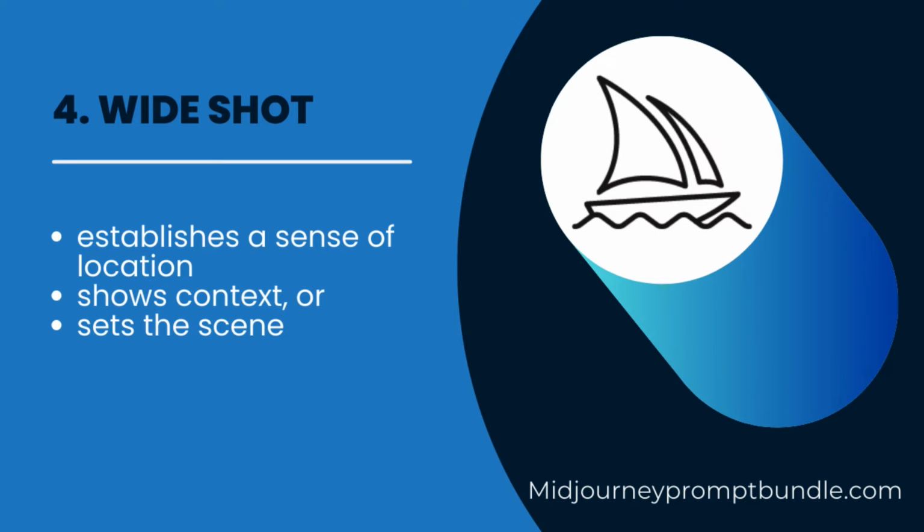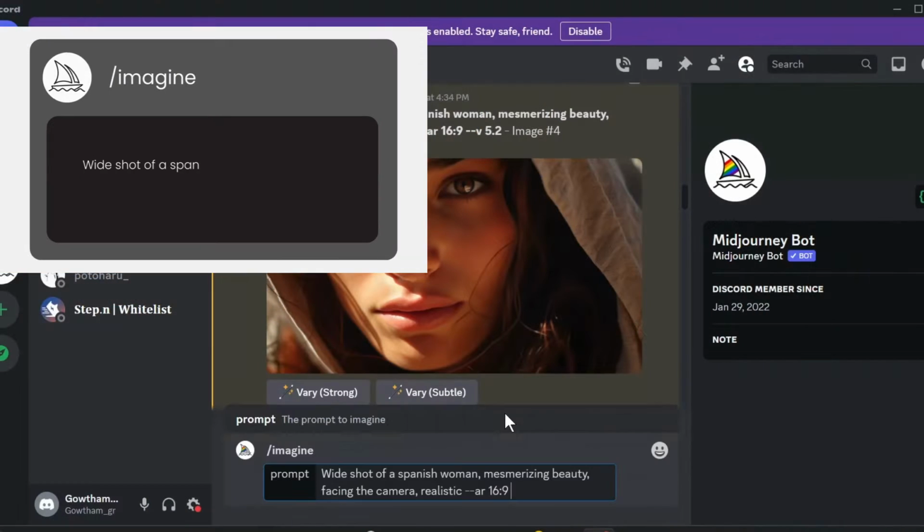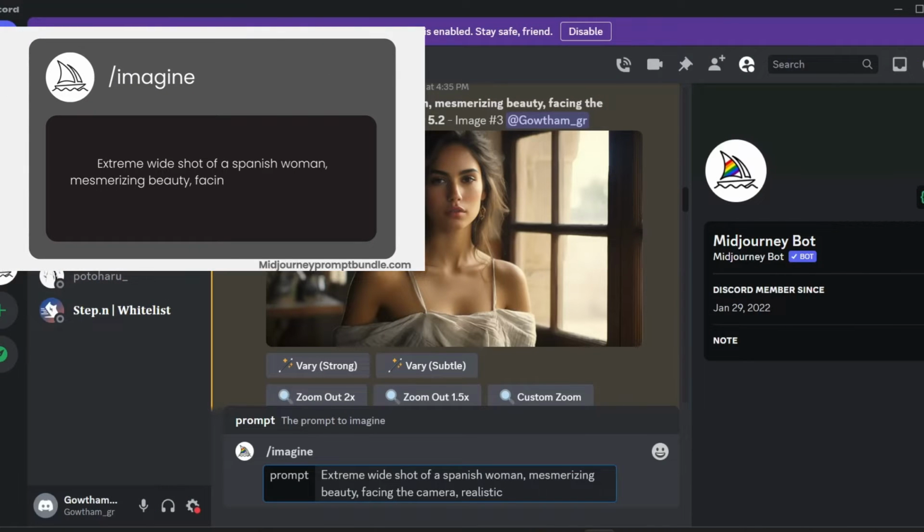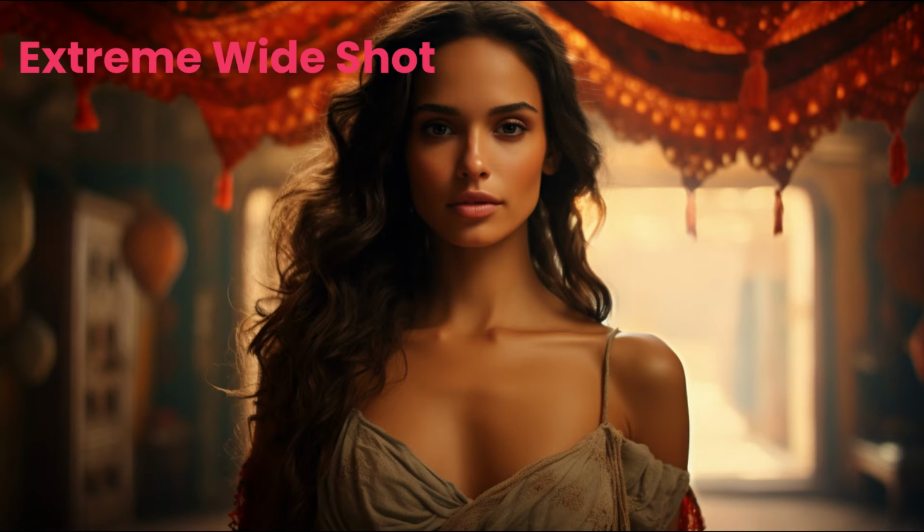Wide shot captures a broad view of the subject and its surroundings. It is useful for establishing a sense of location, showing context, or setting the scene. Extreme wide shot, also known as establishing shot or a long shot, captures an even broader view than a wide shot, often encompassing the entire setting or environment. It is commonly used to establish the location, provide a sense of scale.